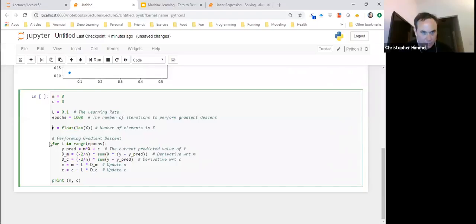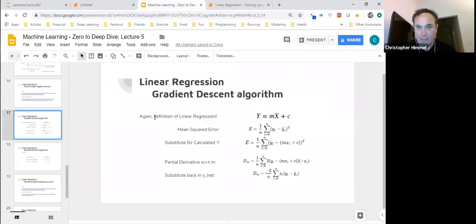Okay, so I'm going to make a for loop through the epochs, and I'm going to run feed forward through my prediction here: MX plus C. So I take C, plug it in, M, whatever it currently is, initially it's 0, multiply by X, that gives me my first prediction. Then basically what I'm doing here is I'm plugging in this formula.